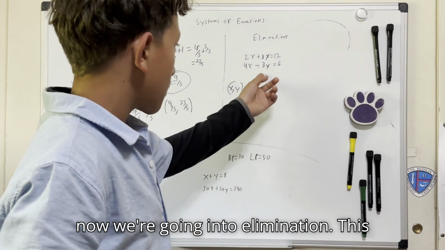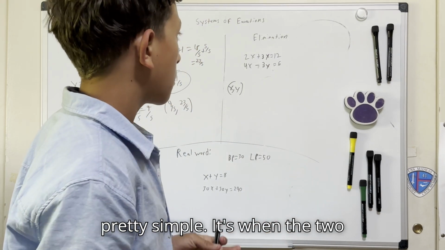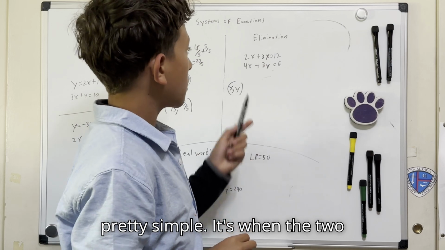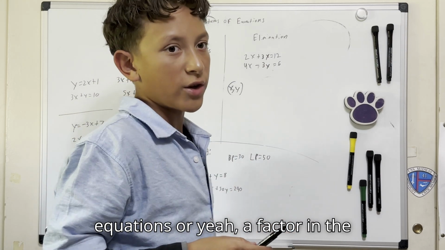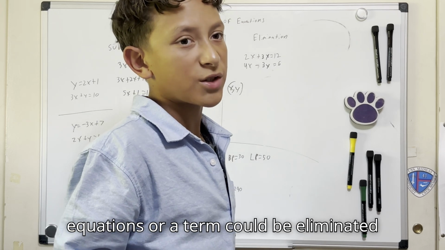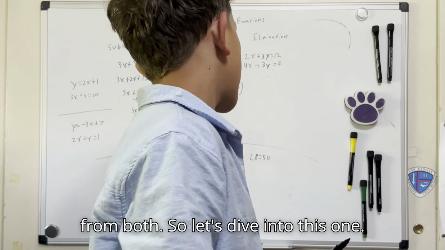And now we're going into elimination. This one's a bit harder to explain, but it's pretty simple. It's when the two equations could be combined together, and a term could be eliminated from both. So let's dive into this one.